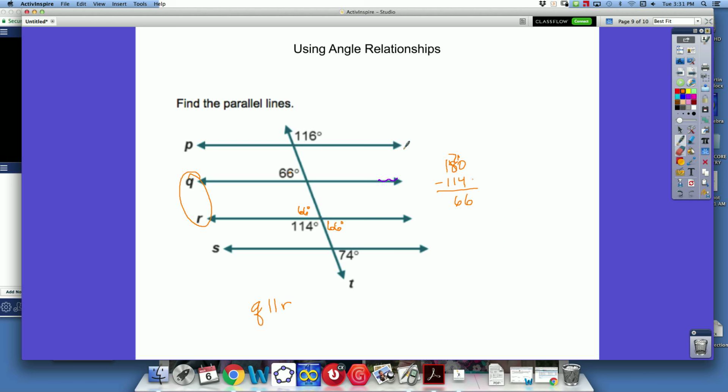So in this case, it wasn't the 116 and the 74 that were helpful. It was these ones in the middle. So if our first method doesn't work, go ahead and subtract from 180 to find another angle to see if you can get something else to match.